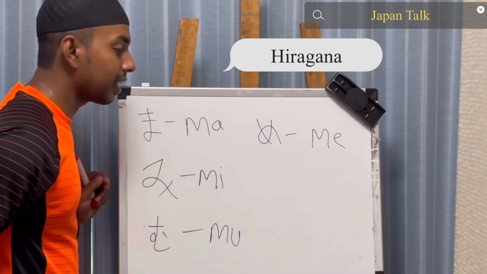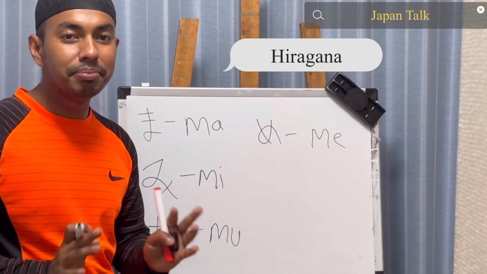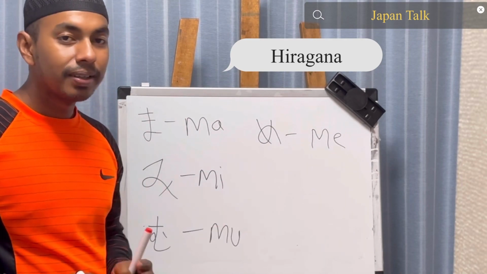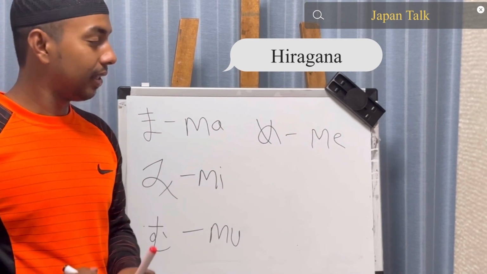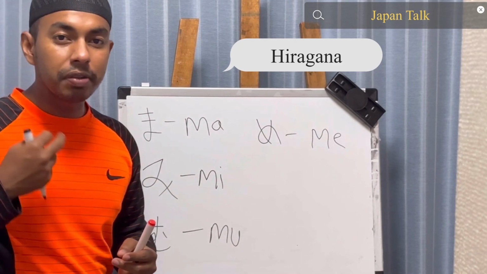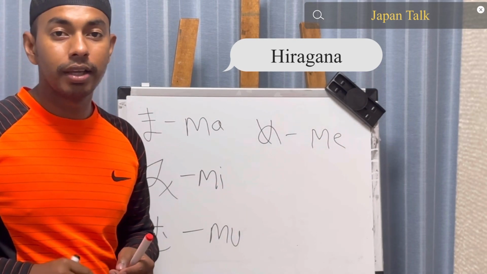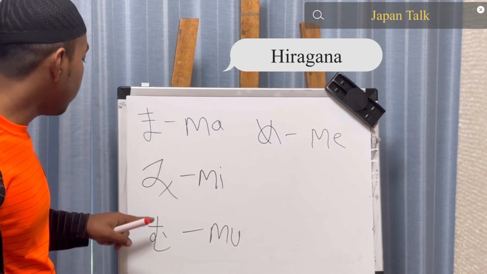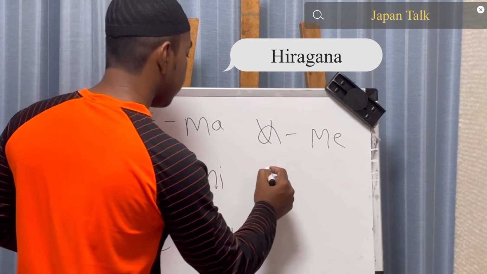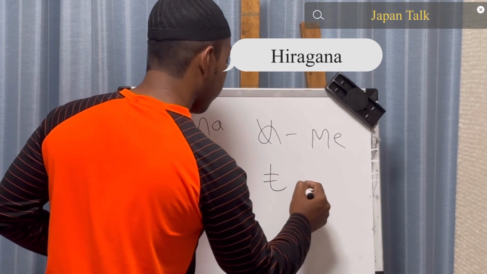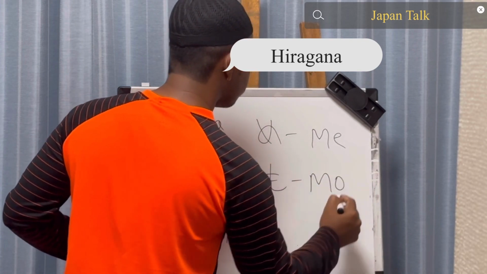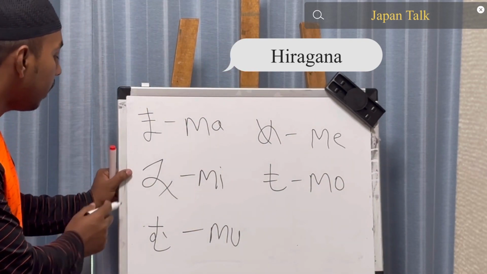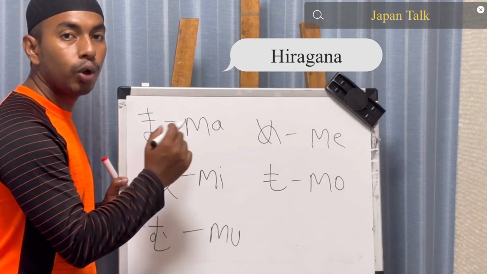So how to say? This is not me. It is called me. In Japanese, me means eye. So ma, mi, mu, me. And the last one is mo. Ma, mi, mu, me, mo.